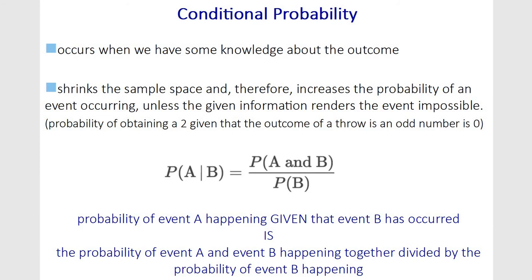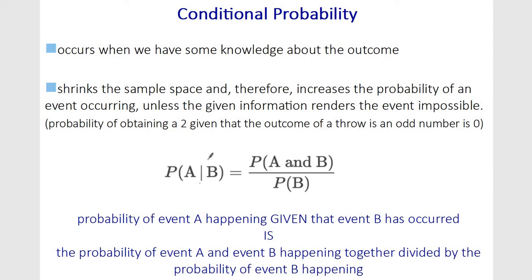Now for conditional probability. That occurs when we have some knowledge about the outcome. Okay, so it's shrinking our sample space and therefore increasing the probability of an event occurring. So what's the probability that I mowed my lawn given it's a sunny day? Much higher probability than the probability of me mowing my lawn given that it's a rainy day, right? So that given condition changes your probability. That's what conditional probability is.